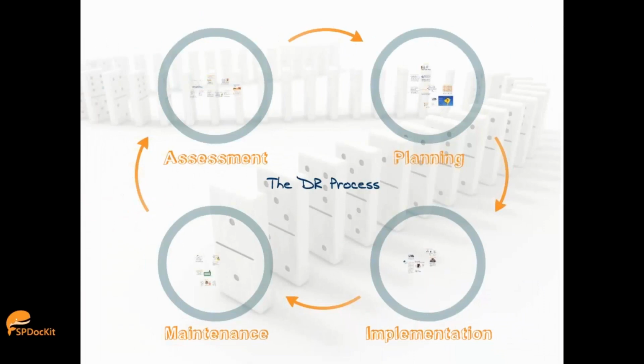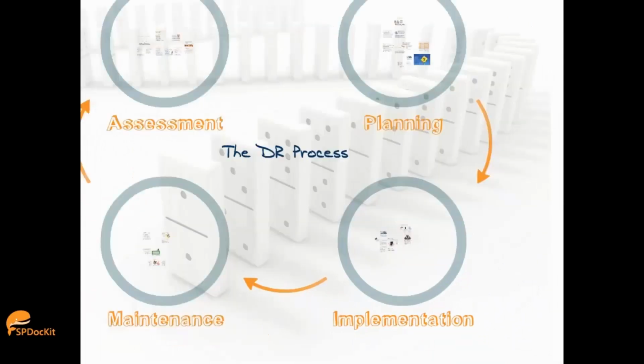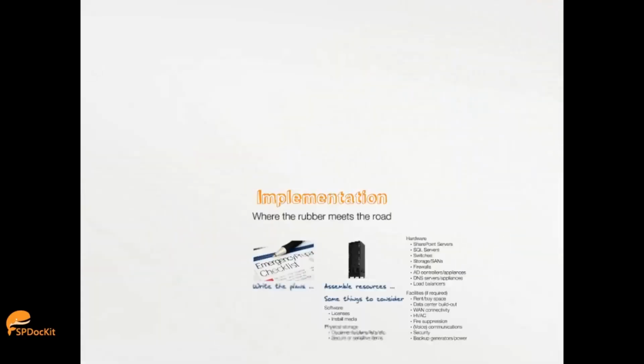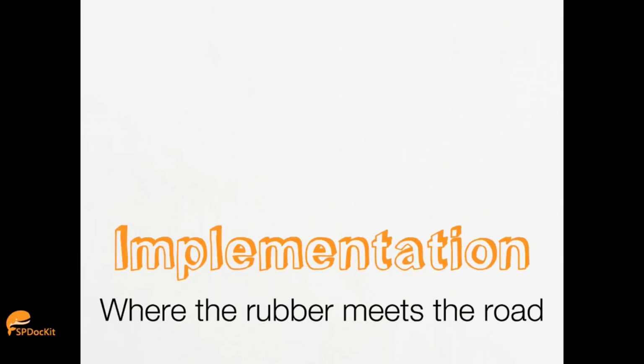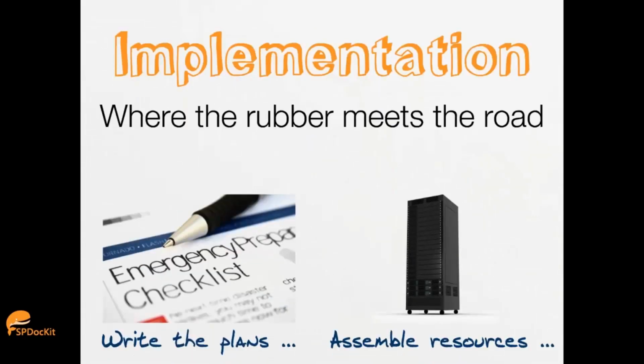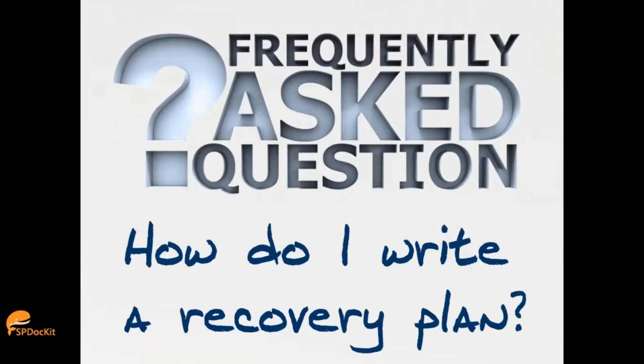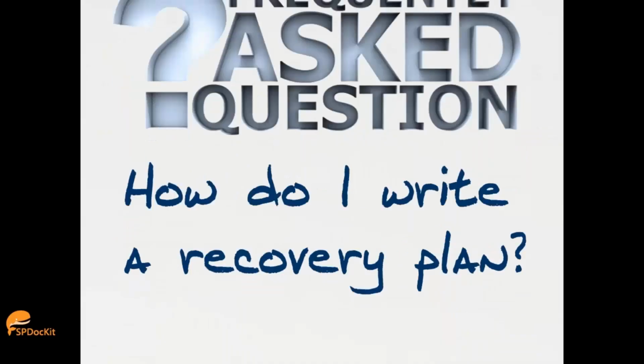So we're getting into the home stretch here. We need to go to implementation. So we've done our planning. Implementation is where the rubber meets the road, where we need to write our plans and assemble our resources. Now, writing plans is a stumbling block for many folks who are new to disaster recovery. How do I write a recovery plan?